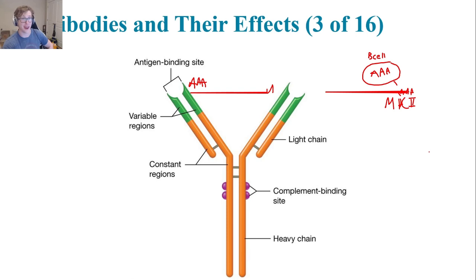You don't need to know all the super depth about it, but you need to understand there's a constant region that's similar depending on what antibody structure you have. There is the antigen binding site, or the variable region, that changes specifically to bind a specific antigen.